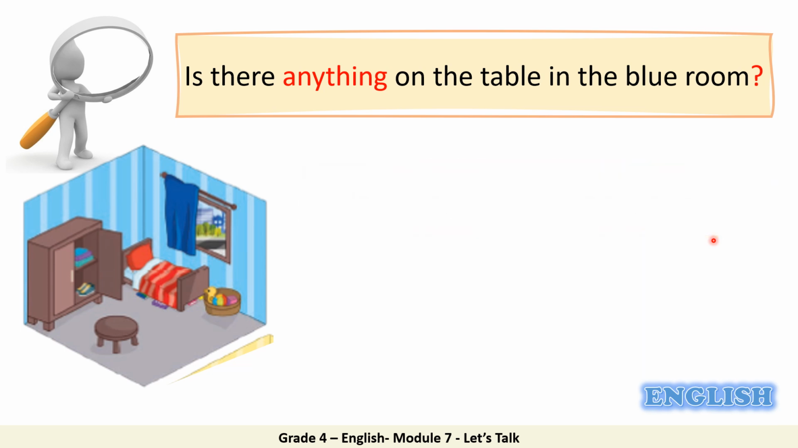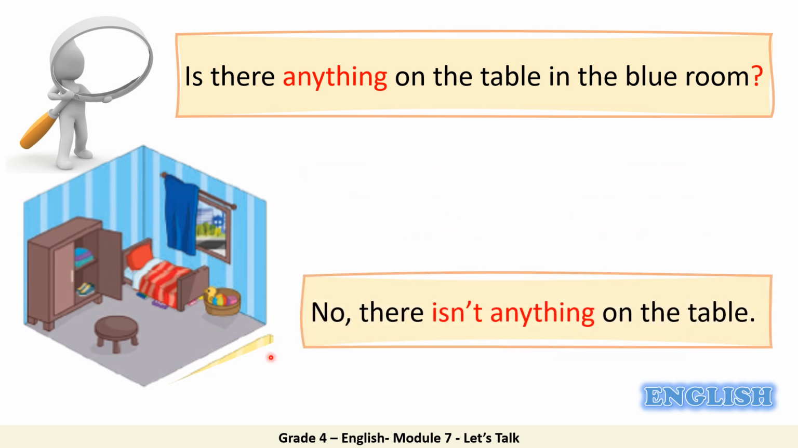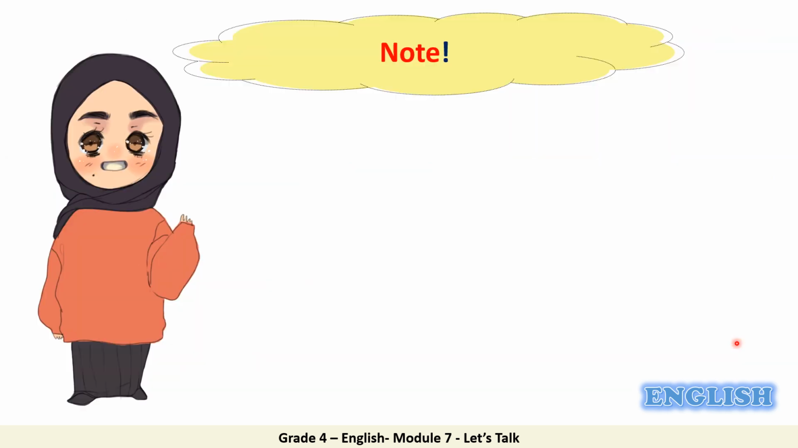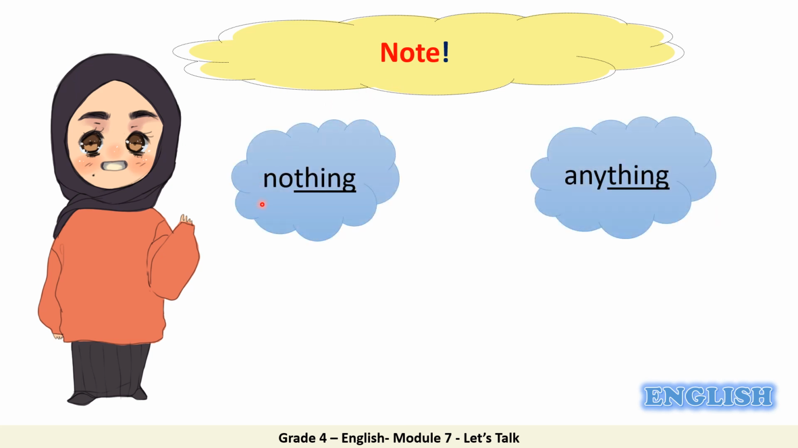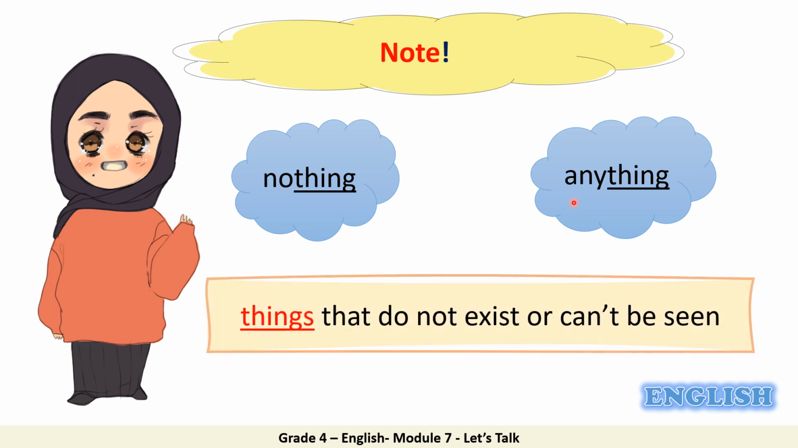There's another way to answer. We can say, no, there isn't anything on the table. Have you noticed that both words, nothing and anything, end with the word thing? It means that they talk about things. But since they start with no and any, it means that they refer to objects or things that do not exist and cannot be seen in a specific place.